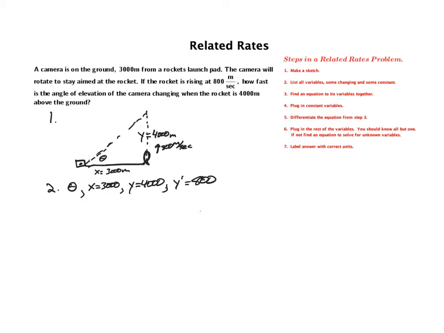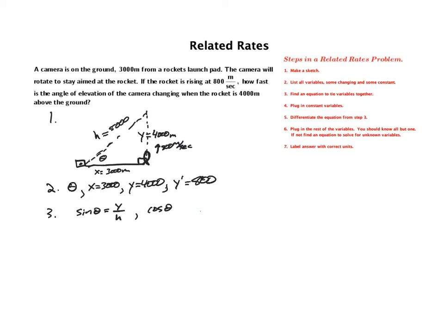In this next step, step 3, we have to come up with an equation. So using our right triangle trigonometry, we could come up with a few equations. So consider the following. We could do sine of theta is y over h. We'll call this h. And using the Pythagorean theorem, this is 5,000 at the time that y is 4,000.